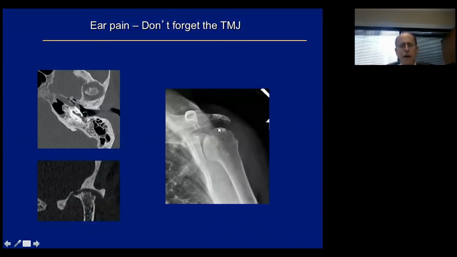All right, finally, whenever a patient has ear pain, don't forget that there are other things around the temporal bone that may cause pain. Always look at the TMJ. This patient had rheumatoid arthritis. Look at the shoulder and look at the gross erosion of the condyle of the mandible. So I always include in my report on CT of the temporal bone that I've looked at the temporomandibular joint and made sure that things that are being mistaken for temporal bone disease aren't really TMJ disease.